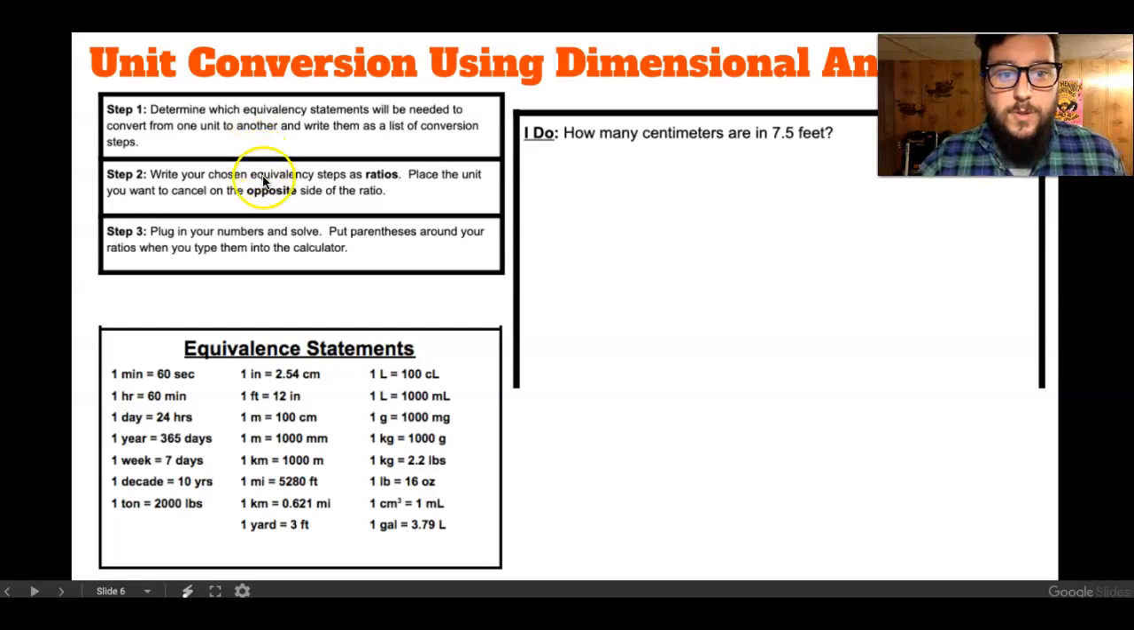We're going to write our chosen equivalency statements as ratios and place the units on opposite sides of fractions so that they cancel. And then we're going to plug our numbers in and use a calculator to solve, making sure we use parentheses around those ratios so that our calculator follows the correct order of operations.